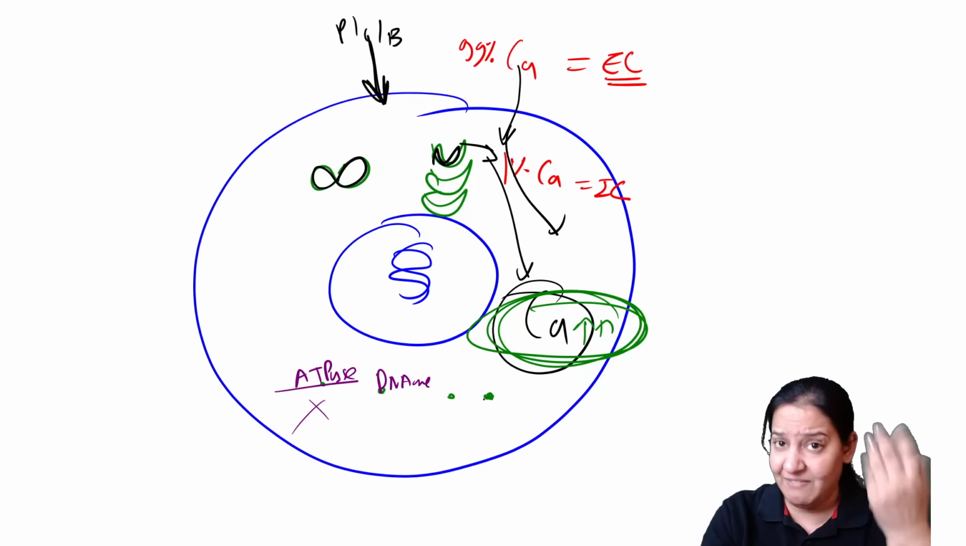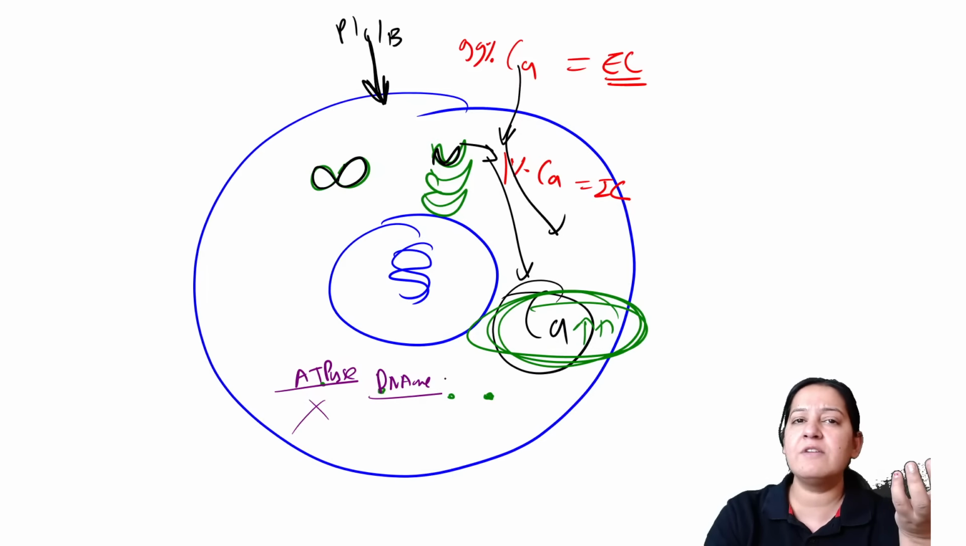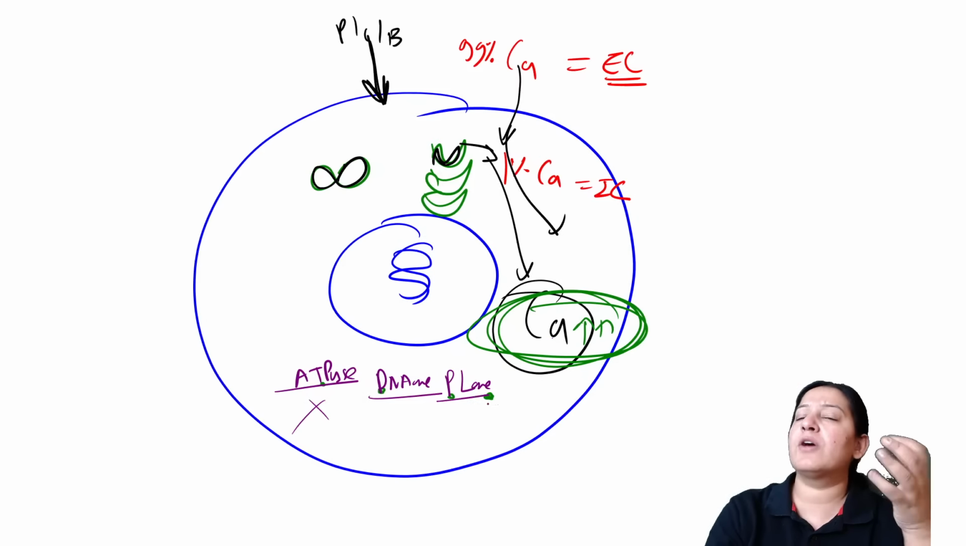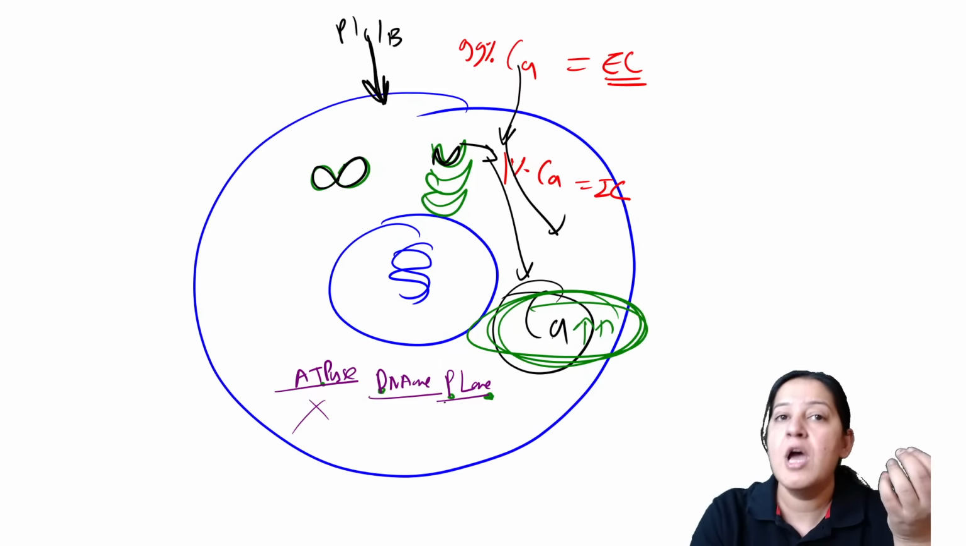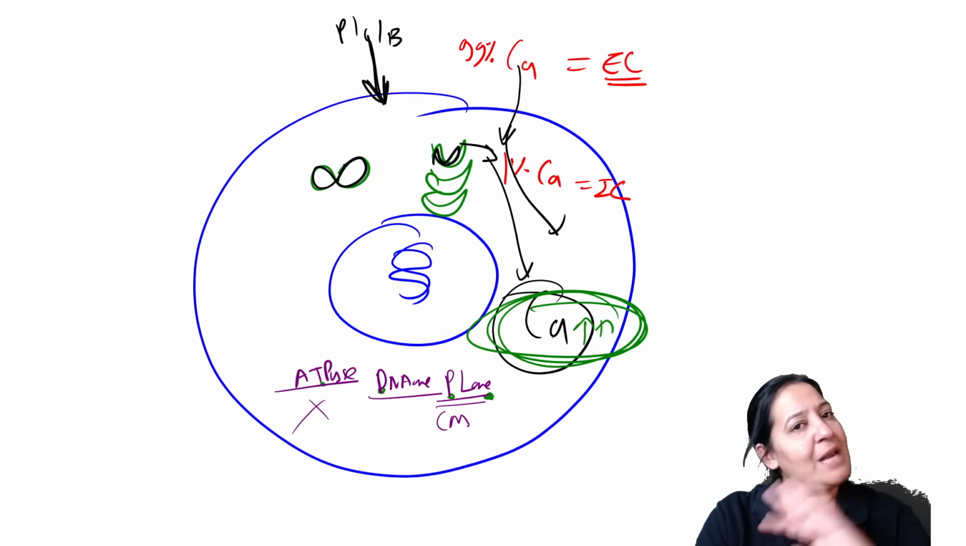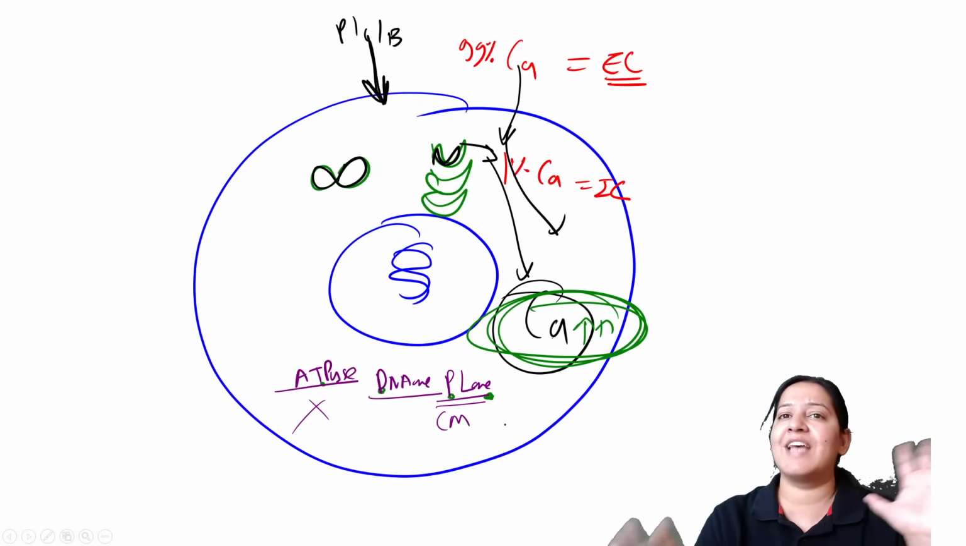The second is DNase. It gets activated because of calcium. So what does it do? It will degrade the DNA. The third is phospholipase. It will get activated because of calcium, and what will it do? It will degrade phospholipid. Phospholipid is the cell membrane, so the cell membrane is lost. And the fourth one, I will tell you. So all the enzymes will get activated.